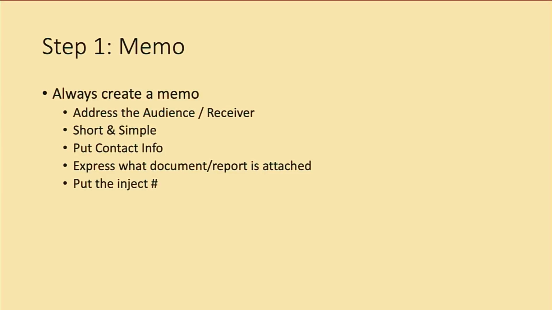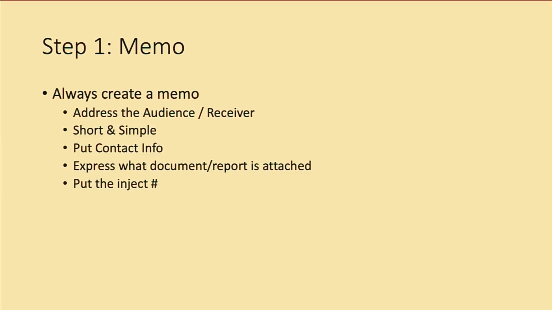So let's actually break it down. Step one, whenever I'm doing an inject, is I usually write up a memo. The memo is the pre-document that tells them, hey, this is me turning in the inject. This is what's attached, who it's going to, and what inject number this is. It's important because you want all your documentation organized so you can easily access it, and so it's easy for the white team or orange team to grade it and respond to it if they have issues. So you want to address the audience or the receiver.